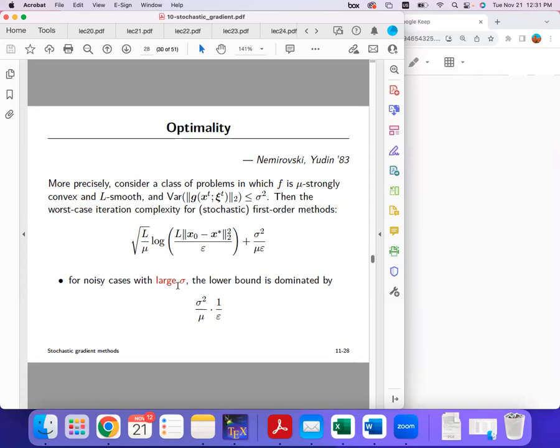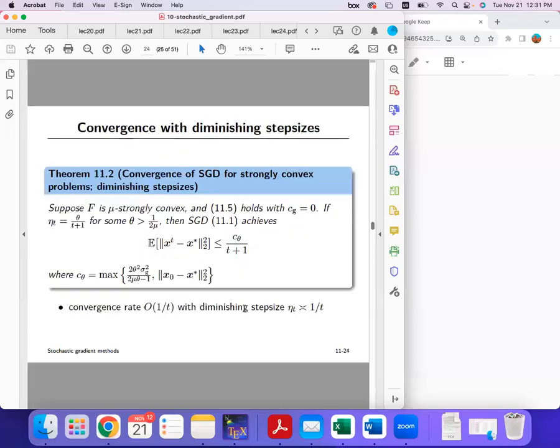For the noisy case with large sigma, with large noise, the lower bound is dominated by roughly some constant times 1/epsilon. And this 1/epsilon matches the convergence rate of stochastic gradient descent. Therefore, this shows that this SGD algorithm is optimal for minimizing strongly convex and smooth functions.